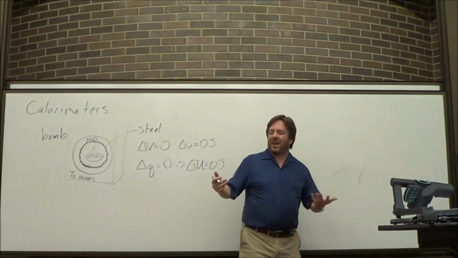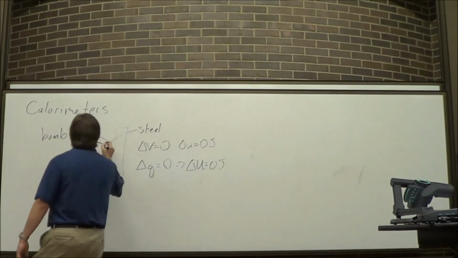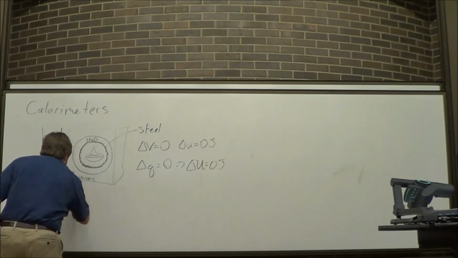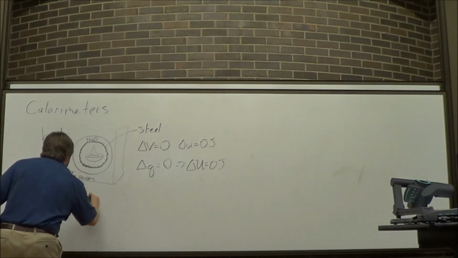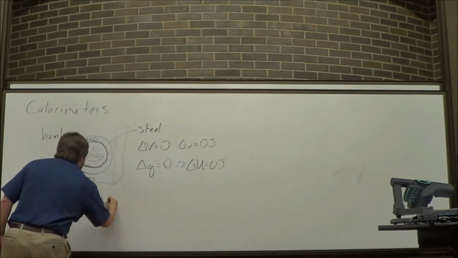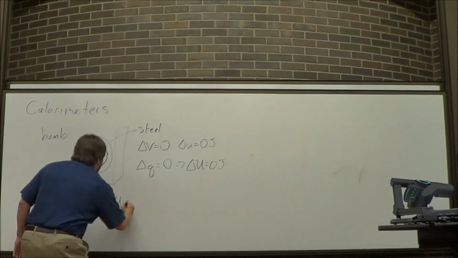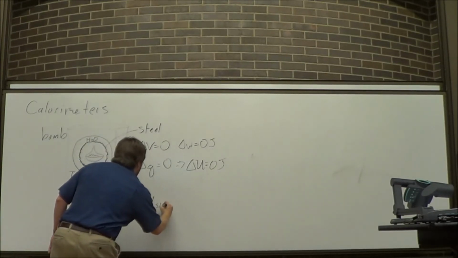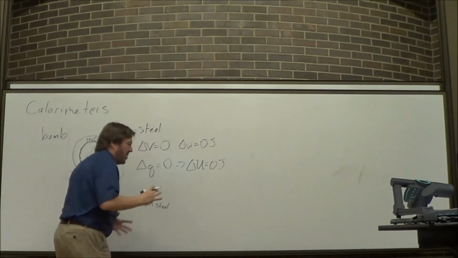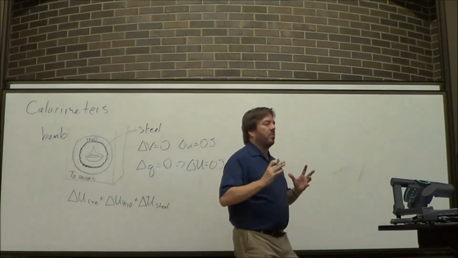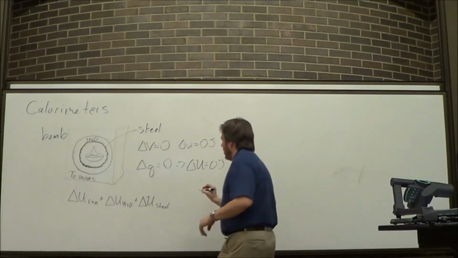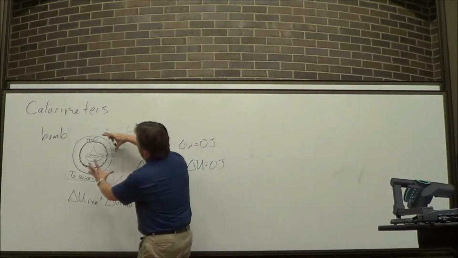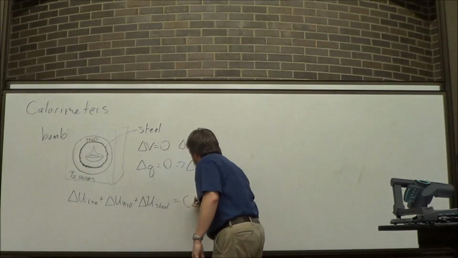So that's the clever thing. The reason that's clever is, if you consider all of this your system, what you've got is the change in U of the reaction plus the change in U of the water plus the change in U of the steel. These are so thick, these are huge, that you really cannot ignore the steel. And all of this, remember, this is the system, it's all zero.